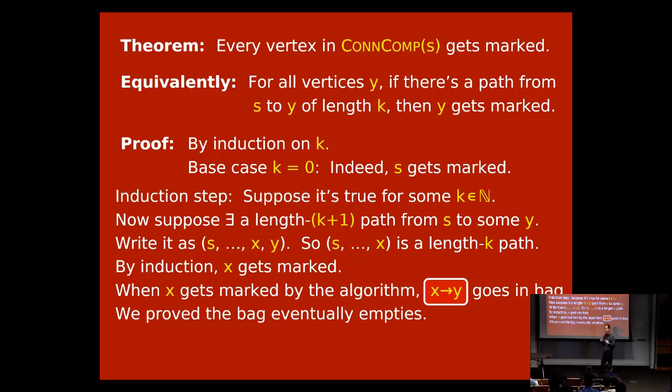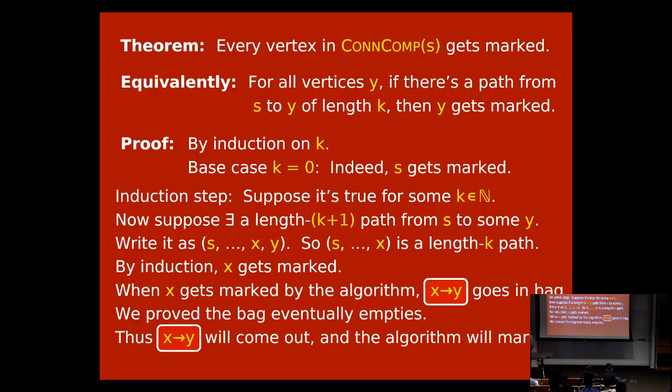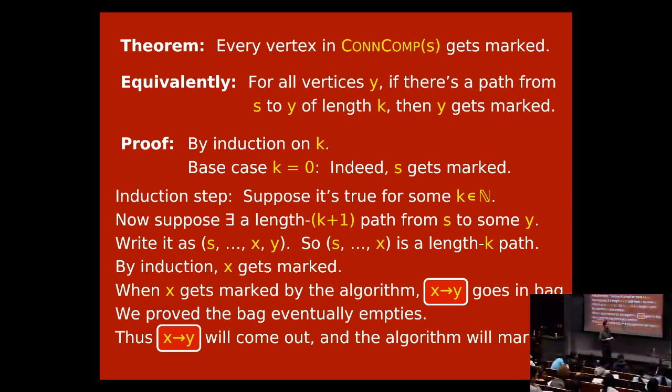And then we proved earlier that the bag will eventually get empty, after at most 2 times cardinality of E plus 1 iterations. So this tile has to eventually come back out, and then by the algorithm, when you take this tile out, you mark y if it isn't marked already. Okay, so y gets marked, and that's the end of the proof.